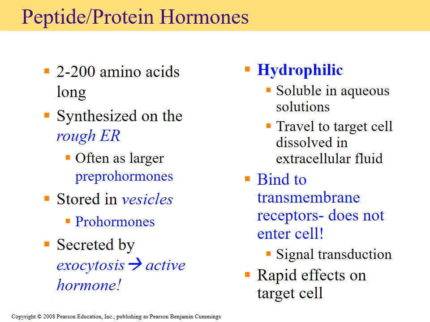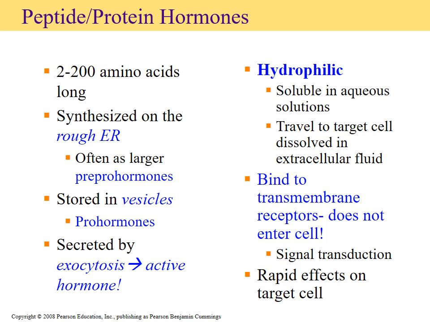And what we need to do is take this pre-pro hormone and start cleaving it and getting it into its final active form. So what we see happening, and I'll show you this in an illustration in just a second, is that the pre-pro hormone will go ahead and be secreted by the rough ER and the ribosomes.